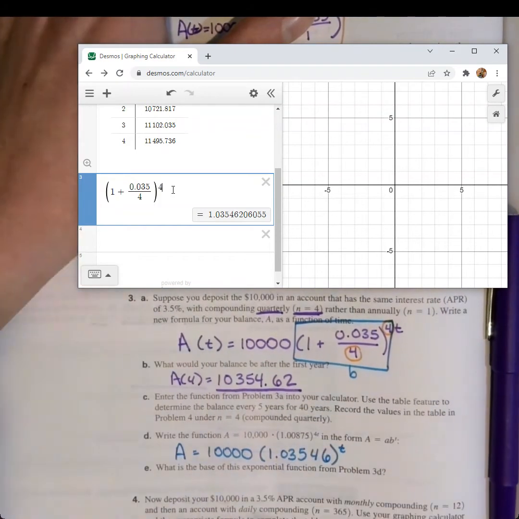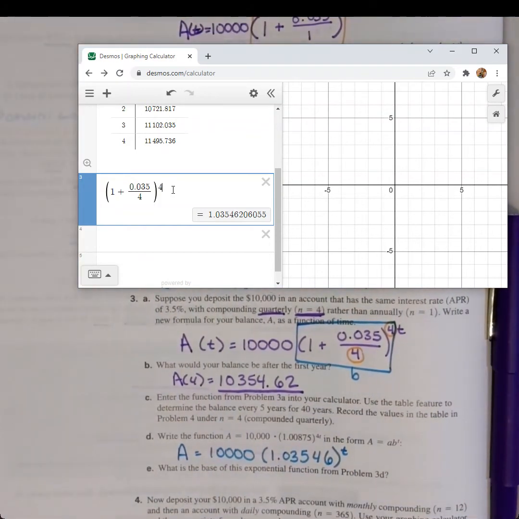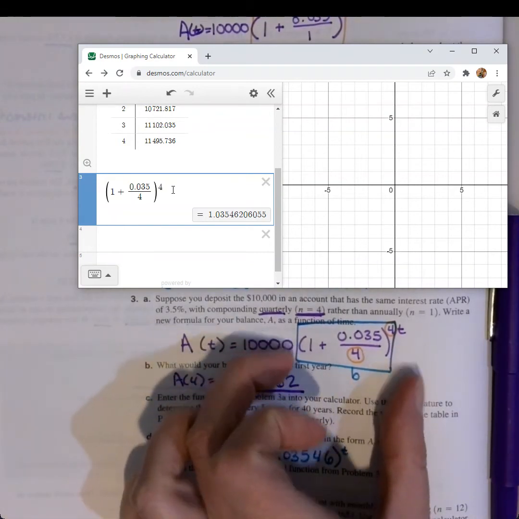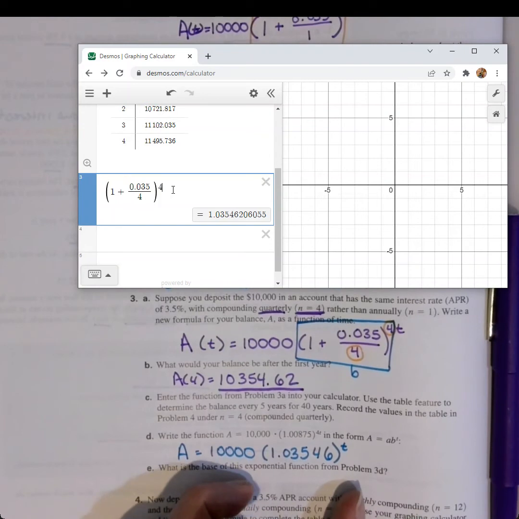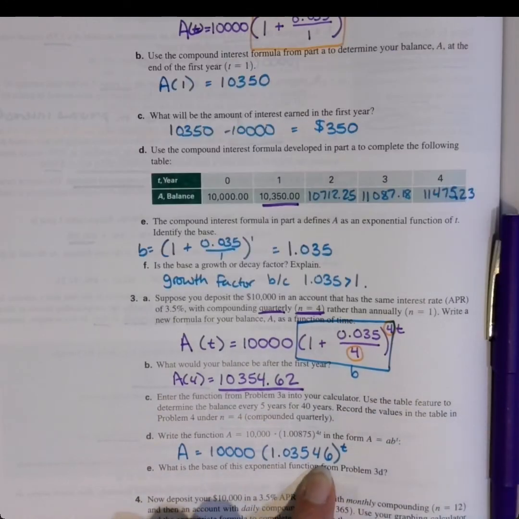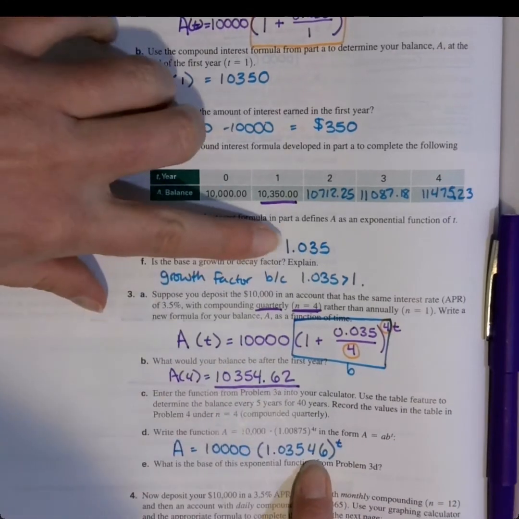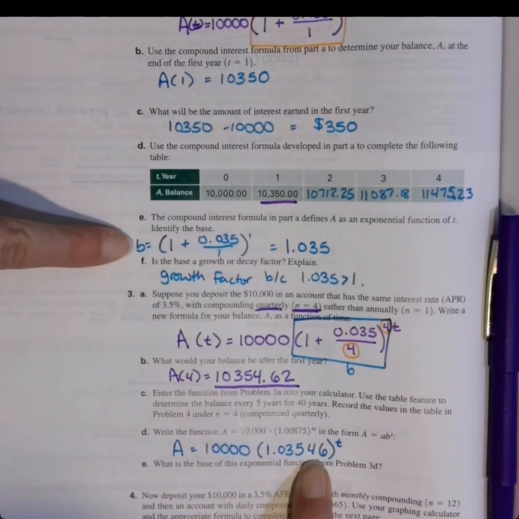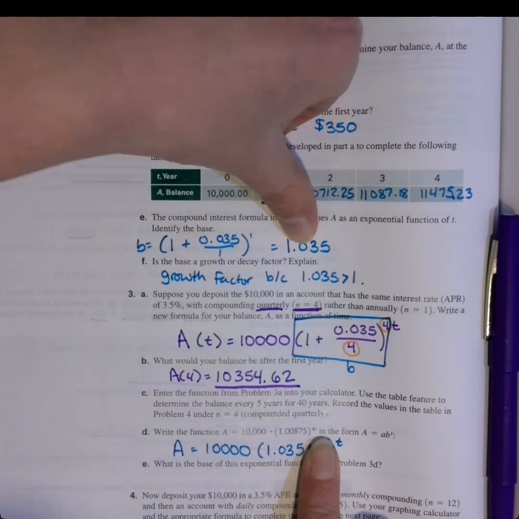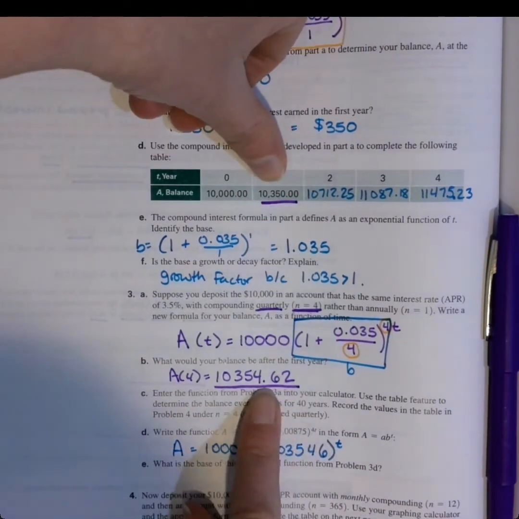So we've done everything but the t. When we evaluated that, the t would have been next to that 4. So we have the 10,000. This is all just a number, 1.03546 to the t. I kept a bunch of places on that because I want to very clearly see that the base of this function when I compound it quarterly is not the same as the base of the function when I compound it annually. Had I rounded to 3 places, I might have said, hey, they're the same. They're not the same. And they shouldn't be because their outputs are not the same.